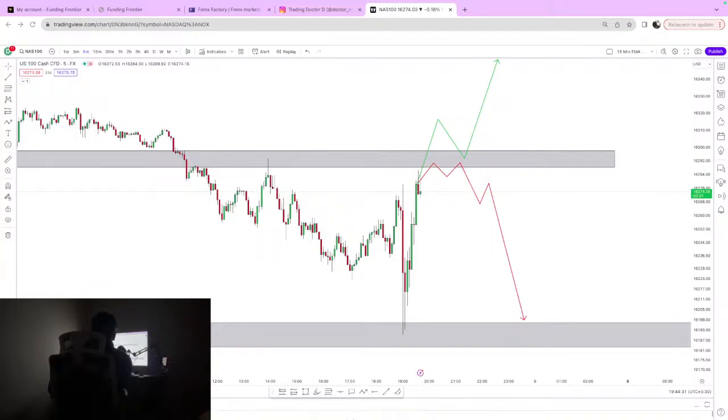So now our job is to simply wait for an entry if we get one, otherwise nothing, just keep observing. Don't try to take any random trade or force any trade.